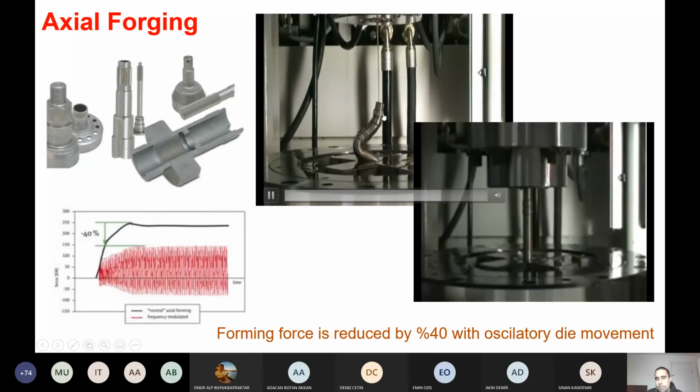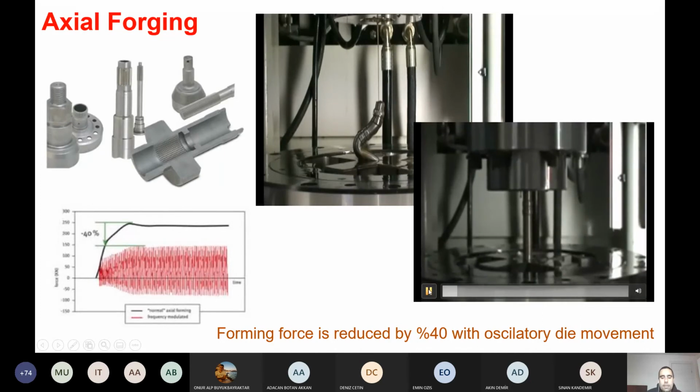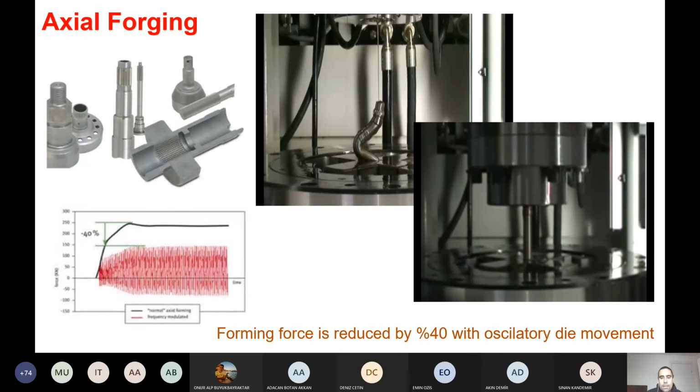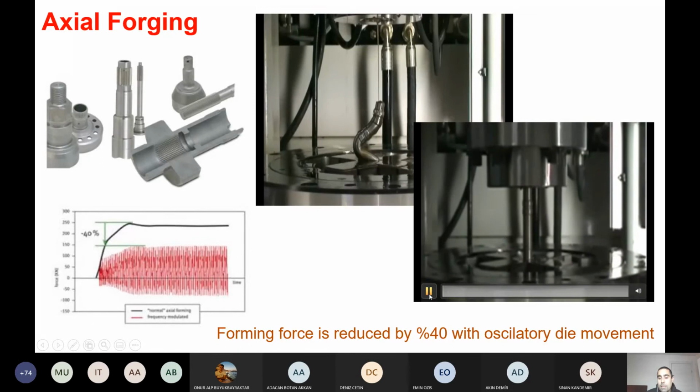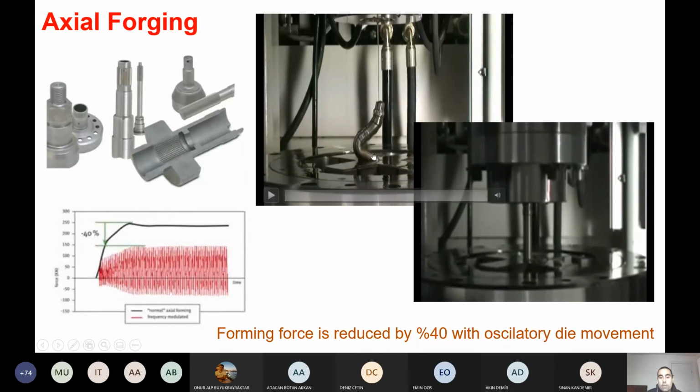So there will be no teeth here at the top. However, if we do this with an oscillating motion, where the die moves back and forth at a certain rate and speed, this is slow motion, by the way. This is much faster in reality. It is possible to reduce the forces by up to 40%, and it is now possible to form these splines without any buckling.